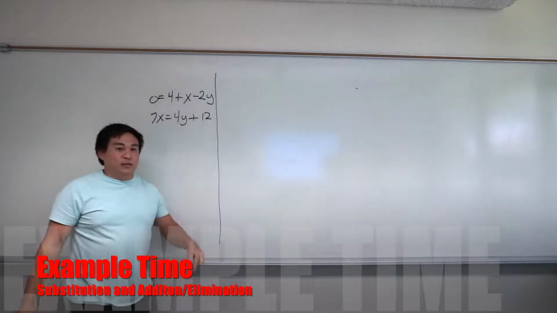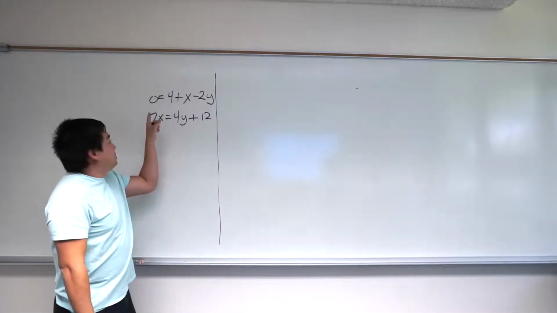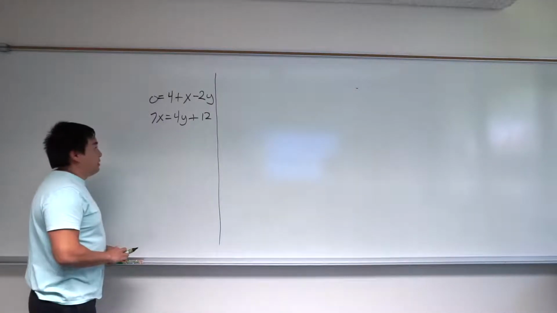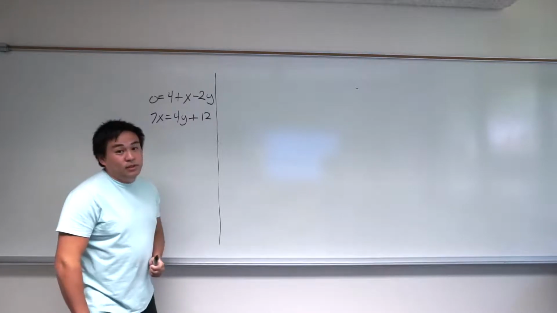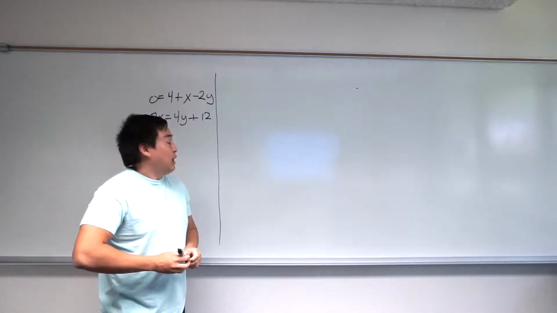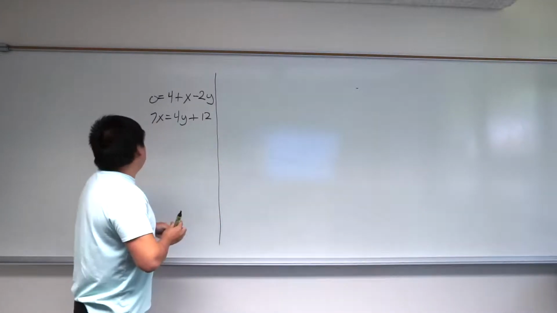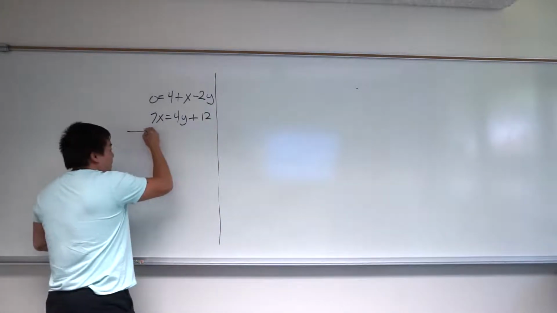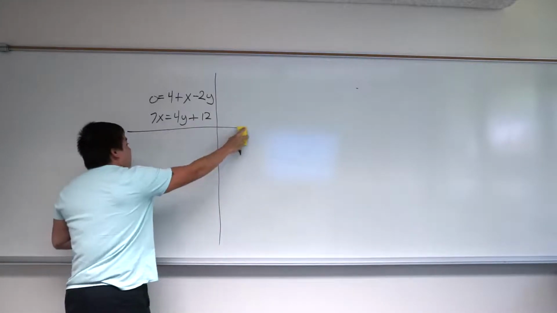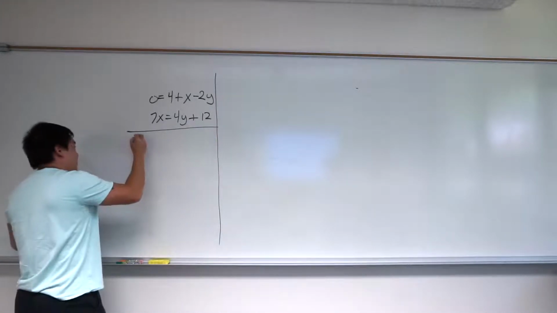Okay, so the first example we're going to do is 0 is equal to 4 plus x minus 2y, and 7x equals 4y plus 12. And now remember, the goal again is to figure out where they touch. And what I'm going to do is do it by substitution first, and then by addition or elimination on the other side. So first, substitution.